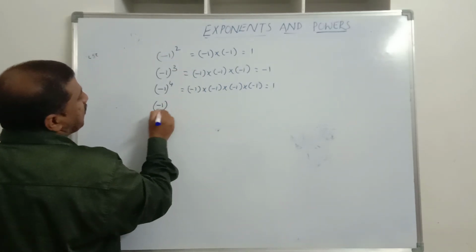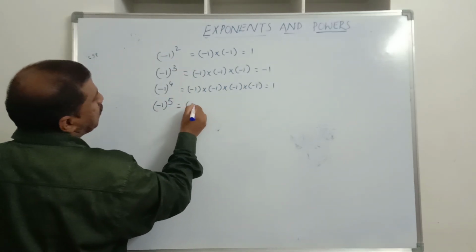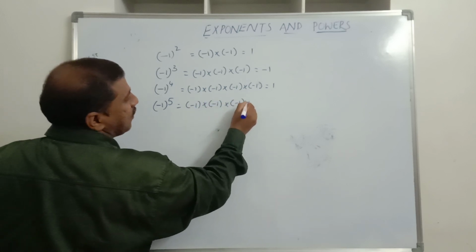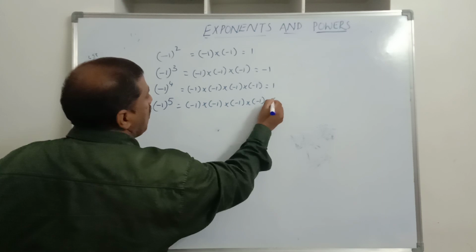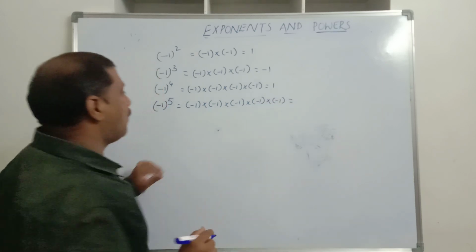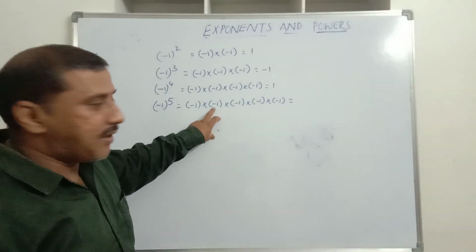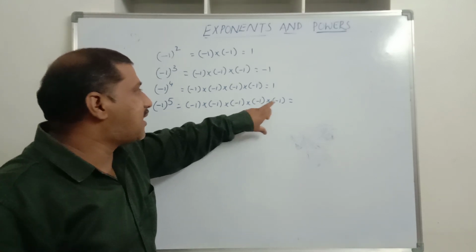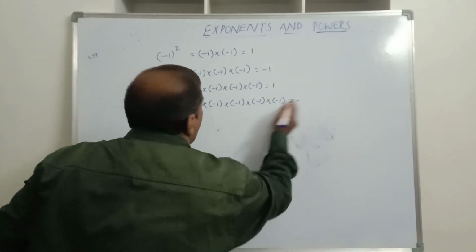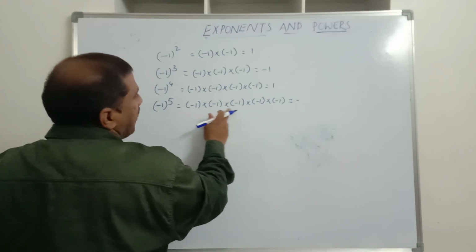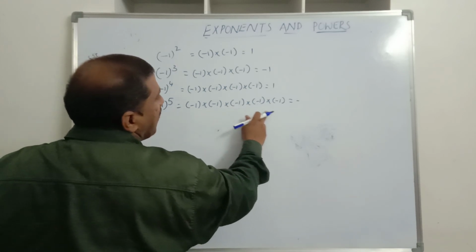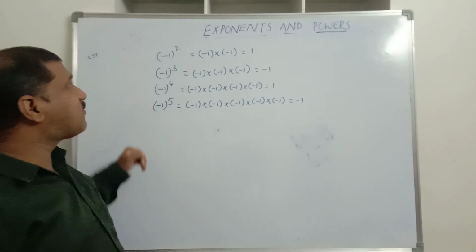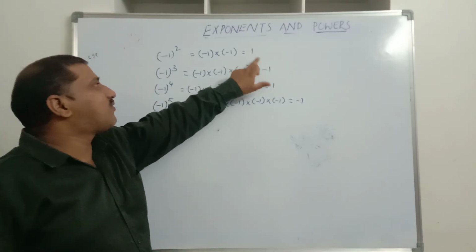Minus 1 whole to the power of 5 is equal to minus 1 into minus 1 into minus 1 into minus 1 into minus 1. That is equal to minus into minus is plus, plus into minus is minus, minus into minus is plus, plus into minus is minus. Then 1 into 1 is 1, and so on. We will get minus 1. See, for minus 1 in the exponential form, we are getting either plus 1 or minus 1.